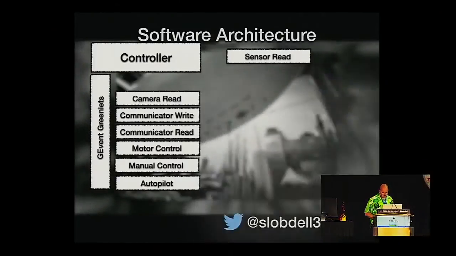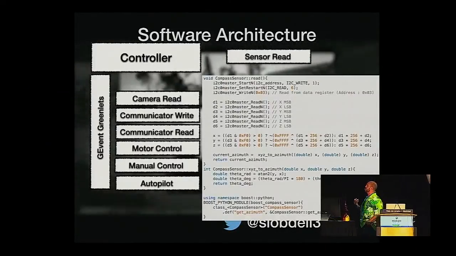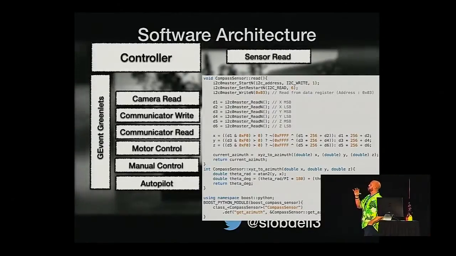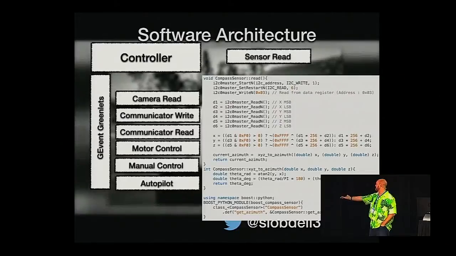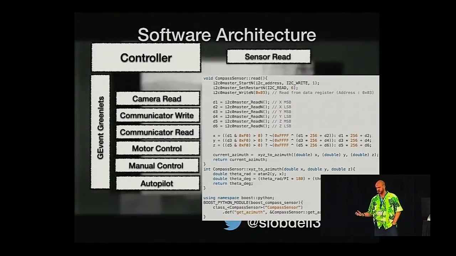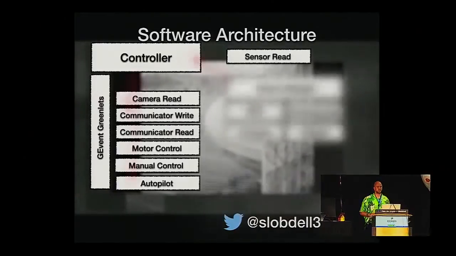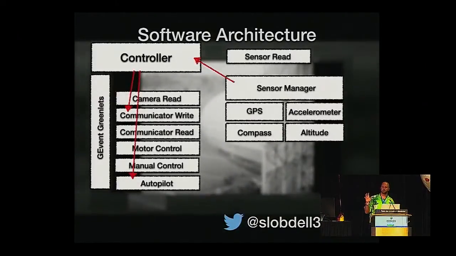So what this means for us is that we can create these drivers that we write in C++, and then here I just surface this one function up to Python, just get azimuth. So here, Python is going to call C++ code. That was the example for the compass.